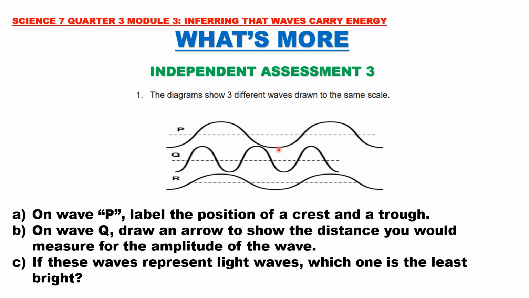On wave Q, draw an arrow to show the distance you would measure for the amplitude of a wave. So, dito sa Q, nasan yung amplitude? Nasan? Yan. Tinuro ko na. And letter C, if these waves represent light waves, which one is the least bright? Okay.